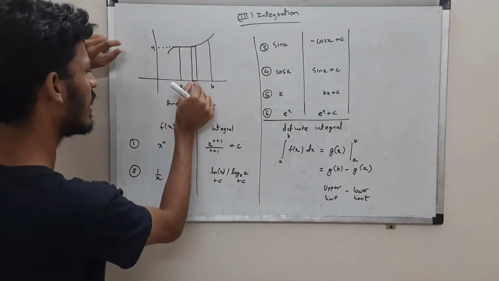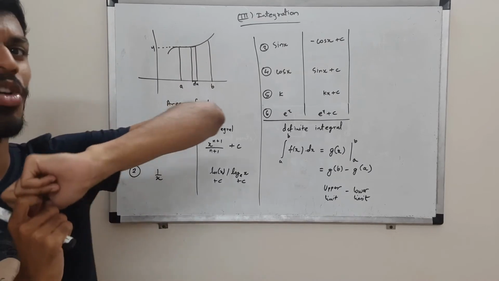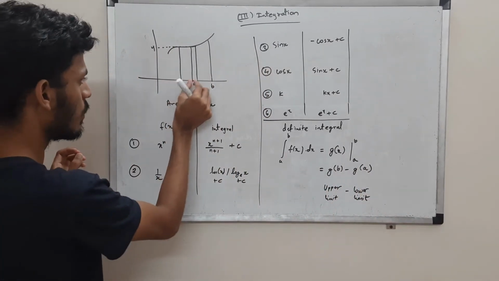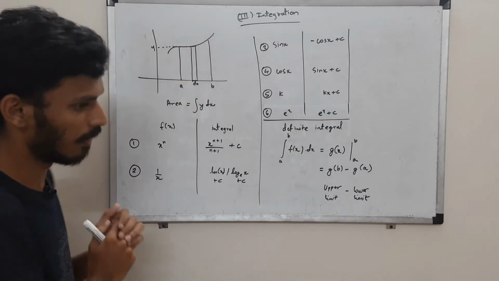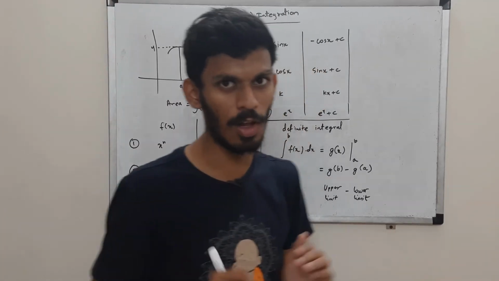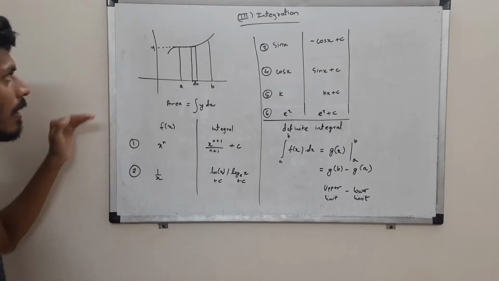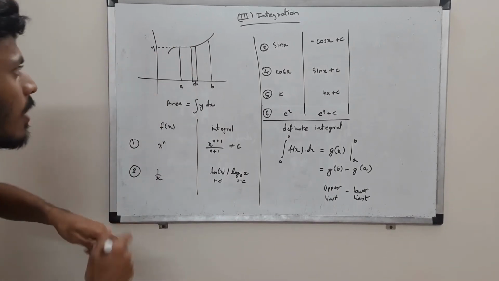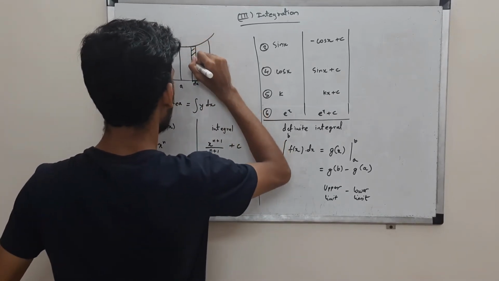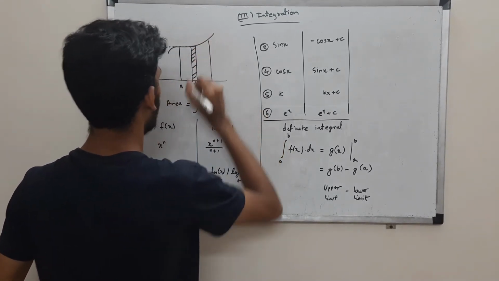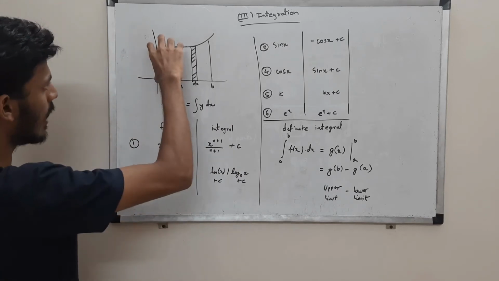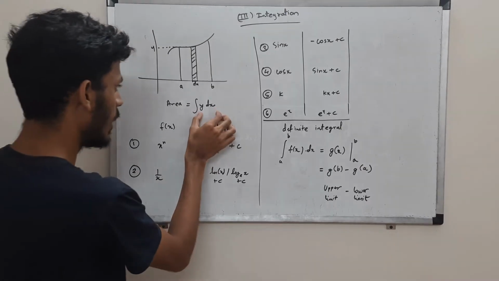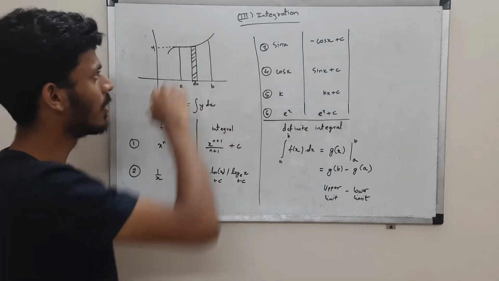For a small thickness, dx, a small change in x, the value of the function will almost remain constant. Let us say it to be y. So basically the area of this rectangle, which we can shade, will be given as length into breadth, right? The length is y and the breadth is dx. So length into breadth will give you the area of the shaded region.